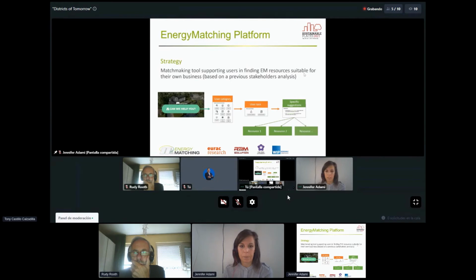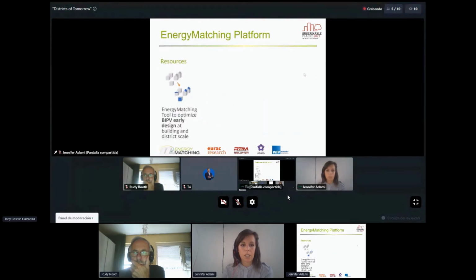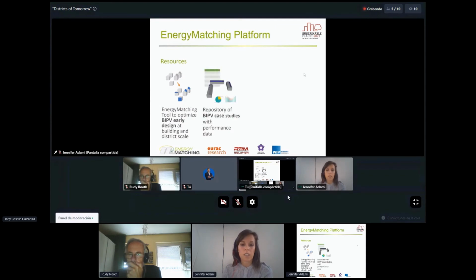So basically, the energy matching platform has four main sections. The first one is dedicated to the energy matching tool to optimize the BIPV early design at building and district scale. The second one is a repository of BIPV case studies, with also performance data available. The third one, the repository of solar window block configurations with performance data, again.